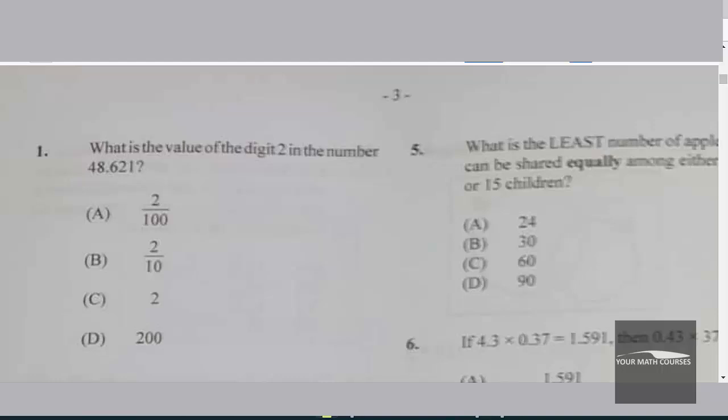CSEC, January 2021, Paper 1, Mathematics. So that is what we are going to solve.